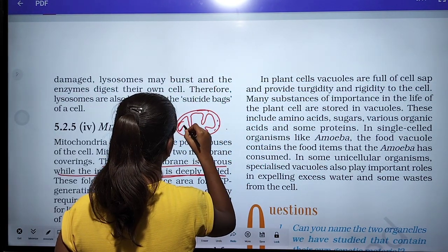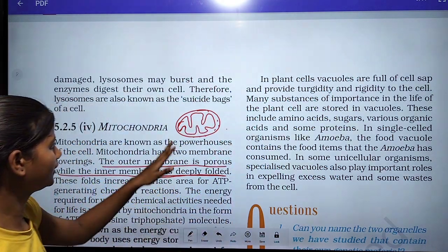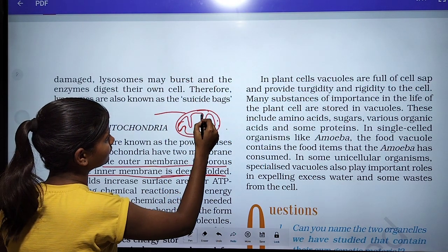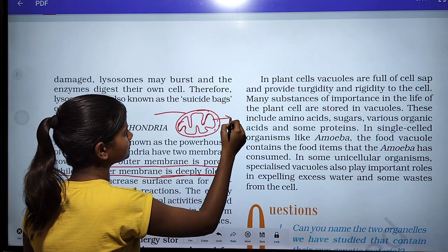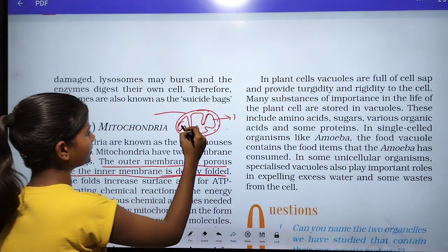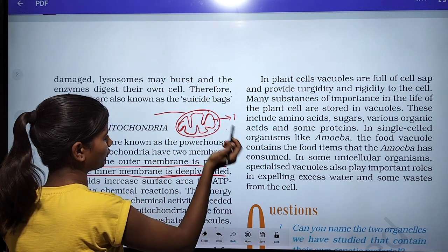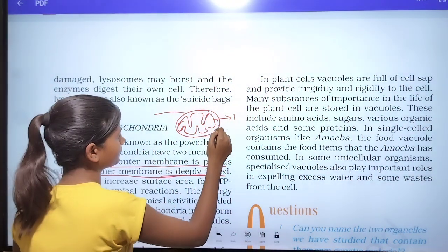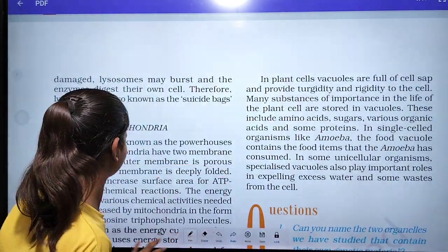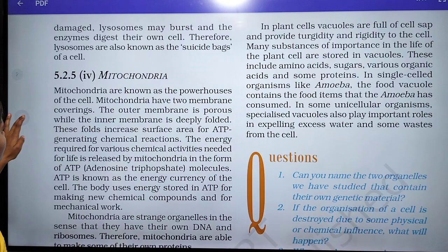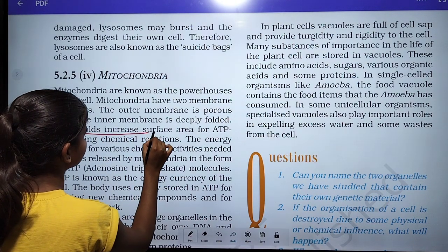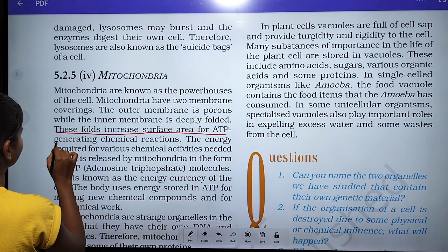So this one is the outer membrane, and this is known as the inner membrane of mitochondria, and it is deeply folded in nature. And the outer membrane has pores. Now these pores increase the surface area of ATP generating chemical reaction.